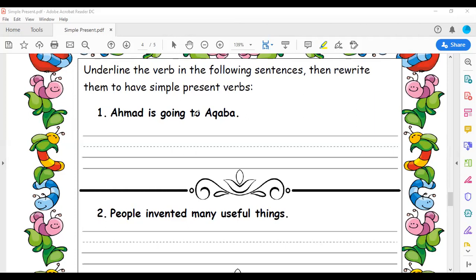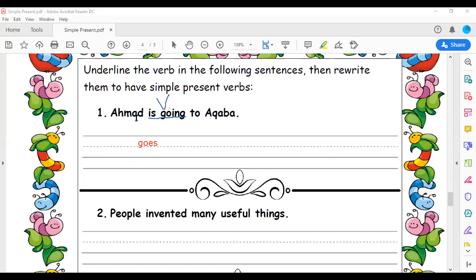Ahmed is going to Aqaba. So Ahmed is the subject, right? Where is the verb? Is going. This is the verb. So if I need to change is going to simple present, what is it going to be? It is going to be goes. Bravo. So let's discuss this together.